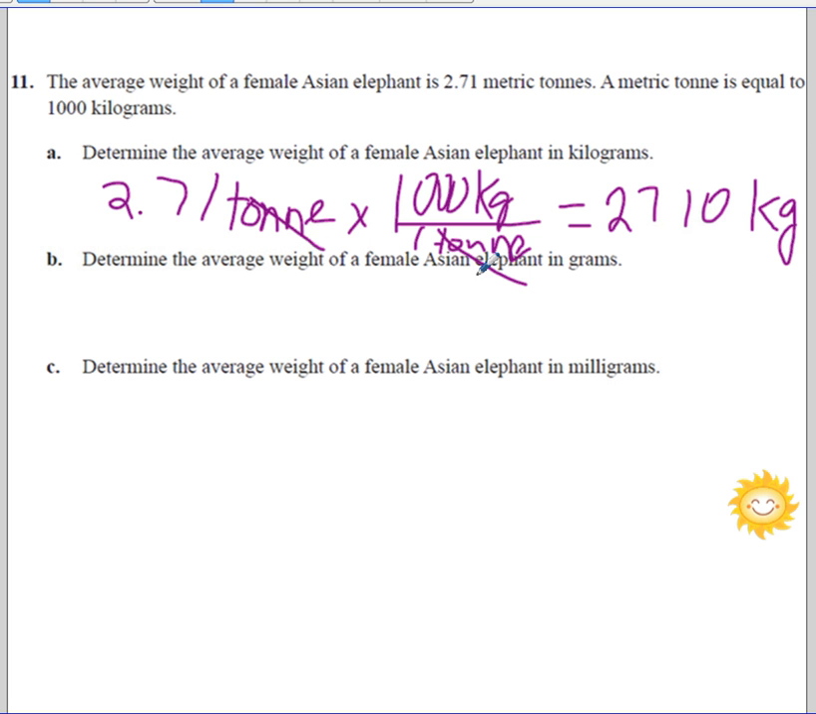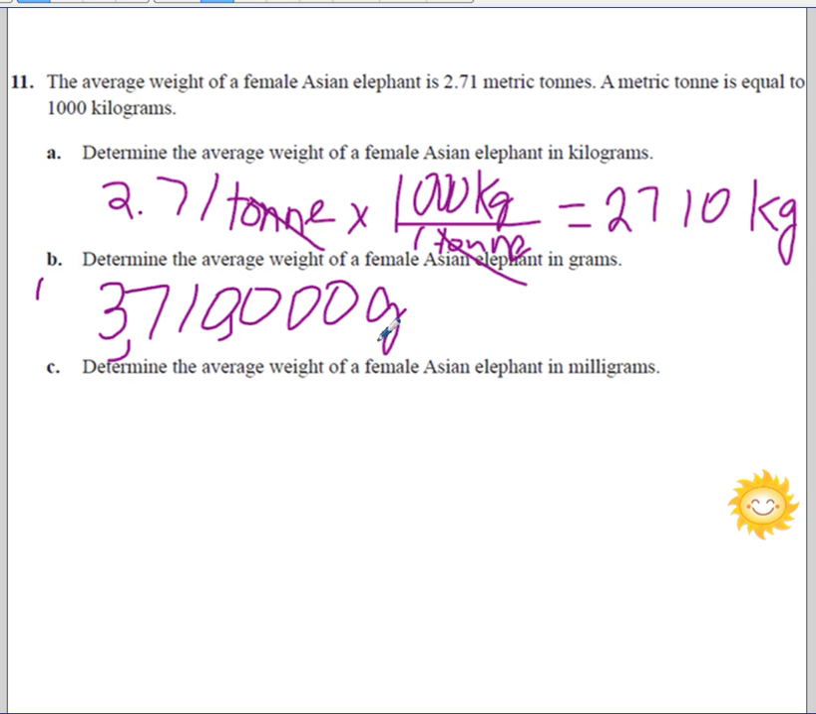And now we want it in grams. So again, if you think of your number line, kilograms is all the way to the left, grams is in the middle. And so that's 3 spaces to the right. So 3710, and moving 1, 2, 3 more times will get us grams, and that is 3,710,000. But now we want to go to milligrams.